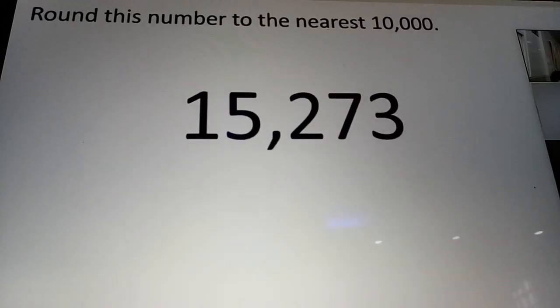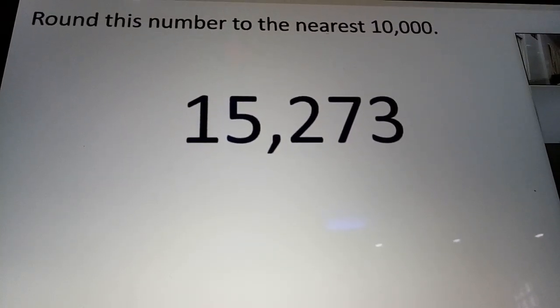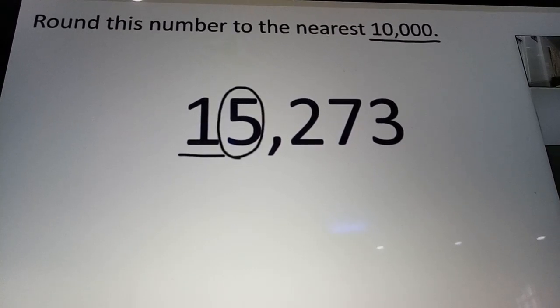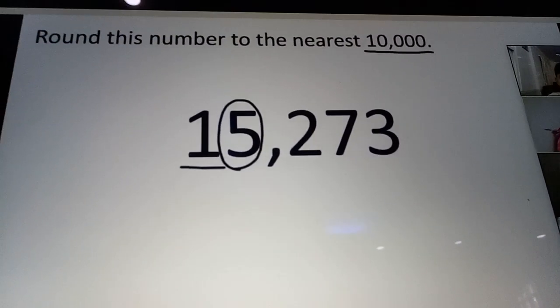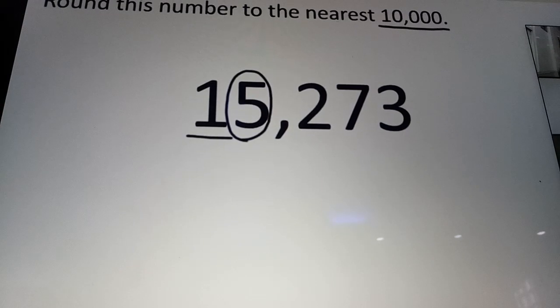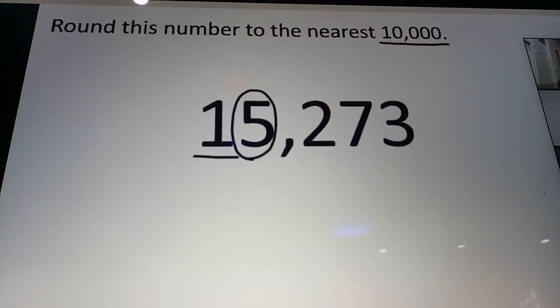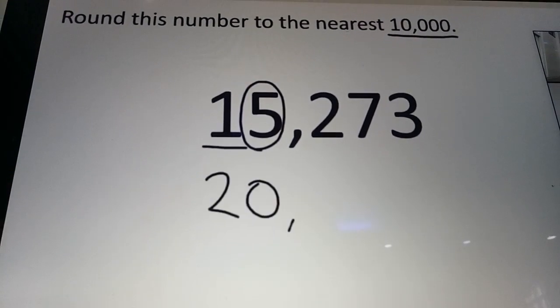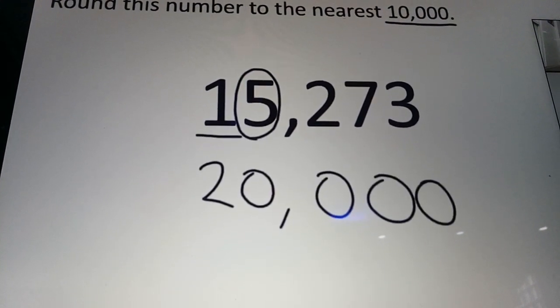Let's look at one more example. The directions are round this number to the nearest 10,000. So I'm going to underline the 10,000s place and use its next door neighbor, the thousands place, to help me decide if the 1 should stay the same or round up to a 2. 5s always round up, so the 1 becomes a 2, and I fill in zeros afterwards.